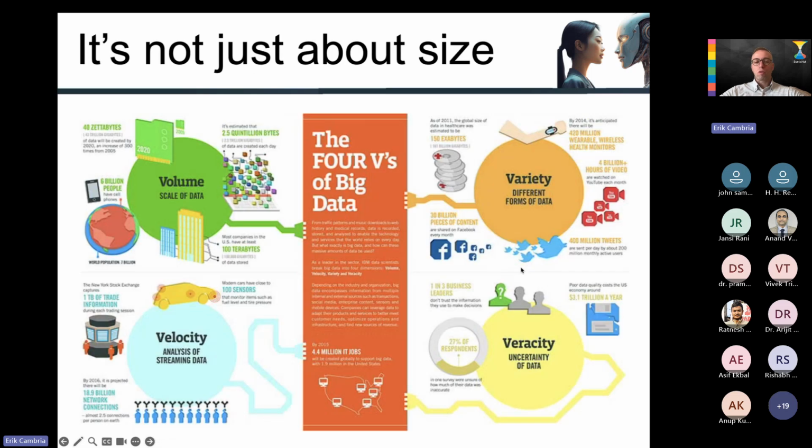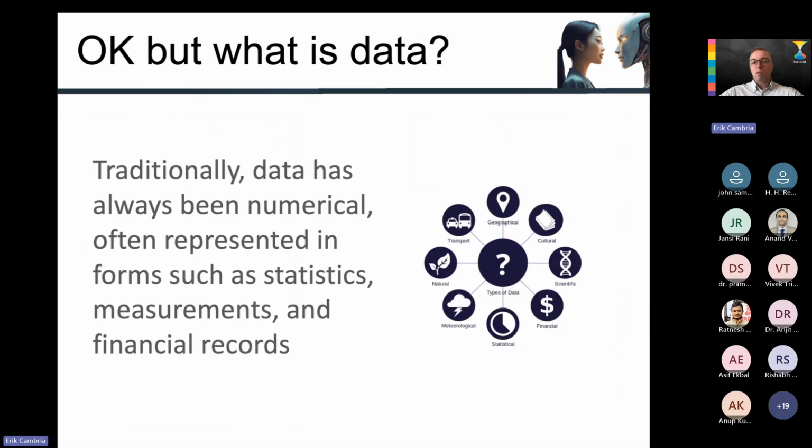But as you know, it's not just a problem of volume, it's also a problem of variety: the fact that data comes in so many different formats. Velocity also, that it comes at very high speed, and finally veracity, all the problems that people talk about online about fake news and how much you can basically trust your data source. But what is really data?